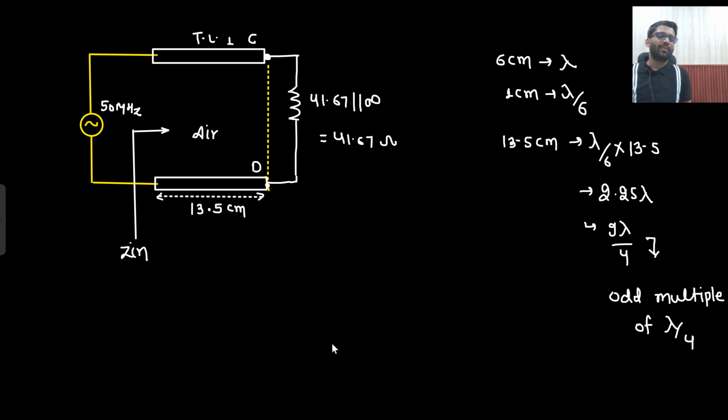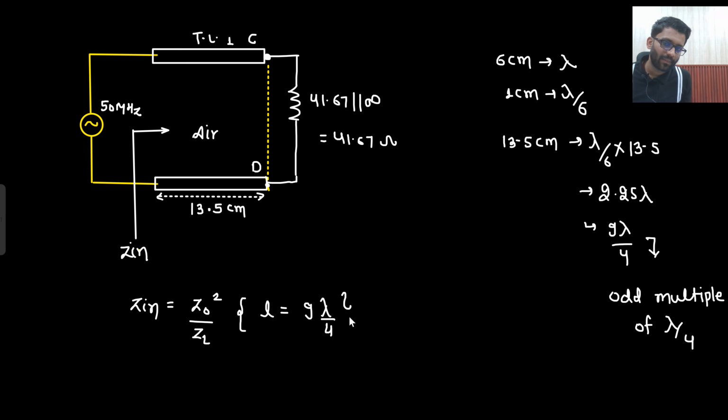And if anything is an odd multiple of lambda by 4, then what will be your Zin? Zin will be equal to Z0 square by ZL. Why is that so? Because the length is an odd multiple of lambda by 4. Right? So Z0 square by ZL. What is the value of Z0? Z0 is 50 only. So 50 square divided by 41.67. 50 into 50 divided by 41.67, so 60 ohm we are getting. So the answer is 60 ohm.